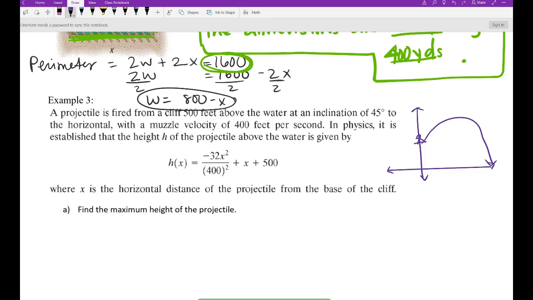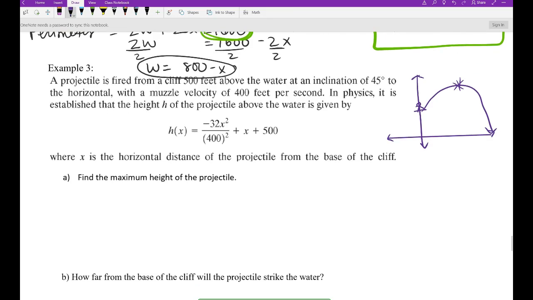Do you want to do it with calculator or without calculator? What do you do with the calculator? Plug it in and find the max. You and your partner do it. You and your partner need to determine the correct window for it. We are in feet. Mess around with the window and see what the best window is.